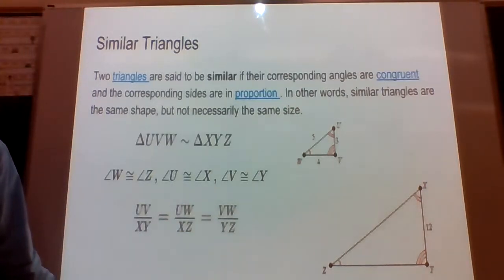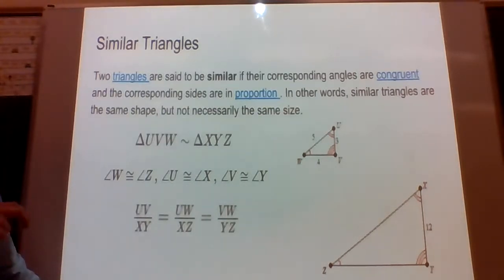In congruent triangles, we knew that all three pairs of corresponding angles were congruent, and we knew that all three pairs of corresponding sides were congruent. So the triangles were the same size and the same shape. They were just located in different areas of space, just occupying different areas, but they were the same size and shape. All the corresponding pairs of angles were congruent, and all the corresponding sides were congruent.